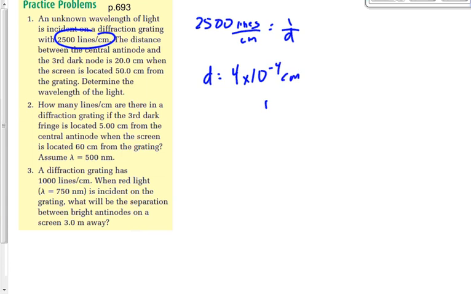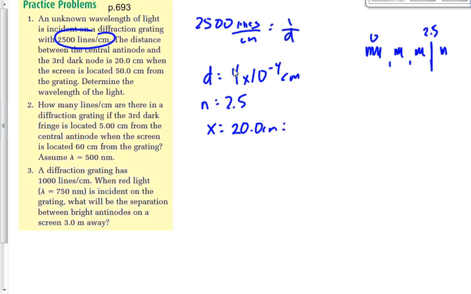Well, now the question is just like any other question, right? We know what the value of D is, in centimeters. We want to convert that to meters. Just do what you did for the rest of them here. What else do we have in question number 1? The distance between the central antinode and the third dark node. Central antinode, first, second, third dark node, what's that going to be? 2.5. So n would be 2.5 there. We're going to say x is 20 centimeters. We're going to say that's 0.20 meters. L is 0.5 meters.